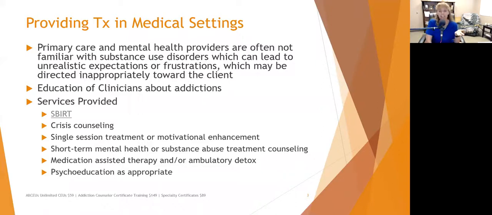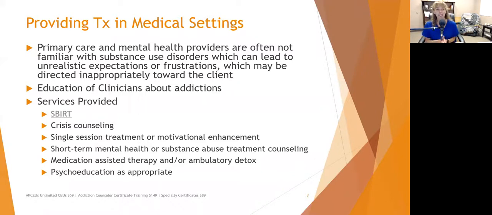Now, medication-assisted therapy and/or ambulatory detox, obviously as licensed or certified addictions clinicians, we can't do that because we're not prescribers. But physicians can get a license in order to dispense certain medication-assisted therapy treatments, such as Suboxone and buprenorphine. So if this is something they're interested in, physicians can also get trained so they can do ambulatory detox.